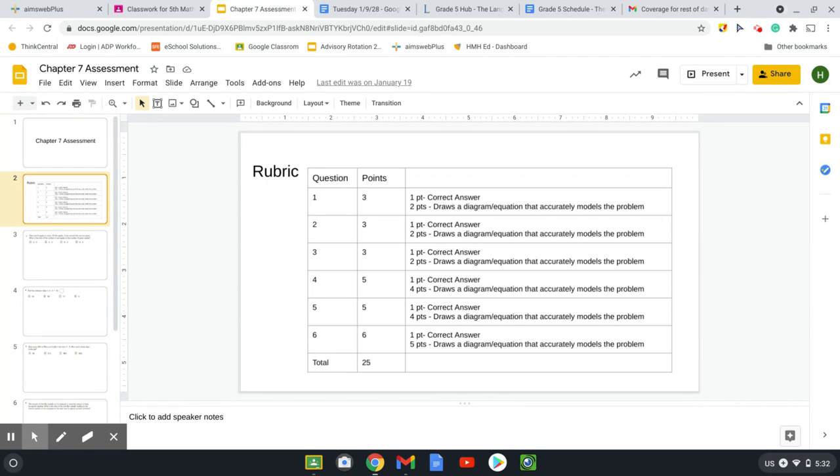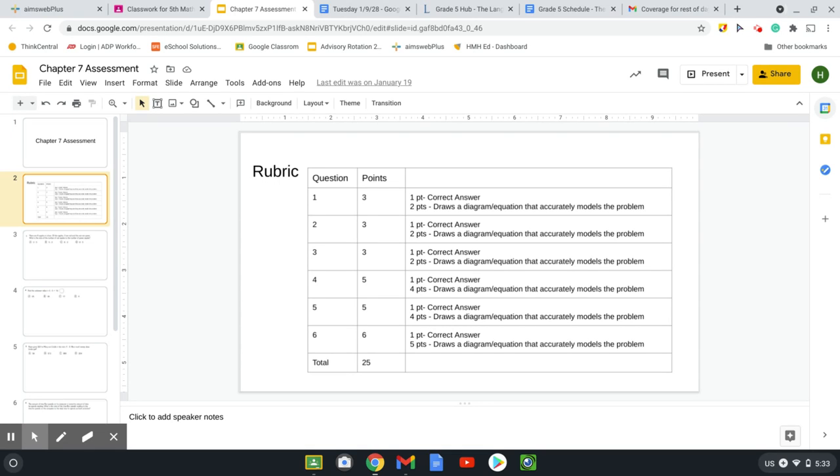Please note once again that there are 6 questions with a total of 25 points. The first 3 questions are worth 3 points: 1 point for the correct answer, and then 2 points for drawing a diagram or equation that accurately models the problem. That is your work. And then for 4 and 5, the questions are worth 5 points: 1 point for the correct answer, and then a whopping 4 points for drawing a diagram or equation that accurately models the problem. Again, that is showing your work. And then question number 6 is 1 point for the correct answer, and then holy moly, 5 points for drawing a diagram or equation that accurately models the problem.